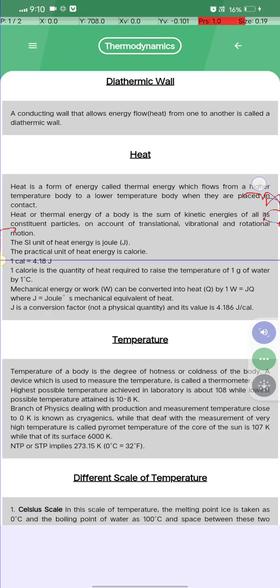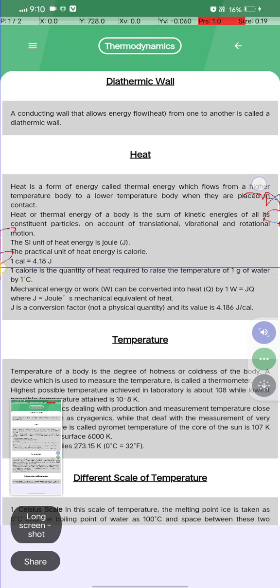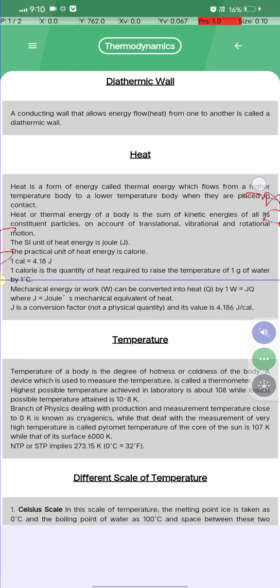तो practical unit क्या है इसका? कैलोरी है, याद रखना हीट का. ओके. उसके बाद कहा गया 1 कैलोरी इज इक्वल टू 4.18 जूल होता है. कैलोरी इज द क्वांटिटी ऑफ द हीट रिक्वायर्ड टू रेज टेम्परेचर ऑफ 1 ग्राम ऑफ वाटर बाय 1 डिग्री सेल्सियस. The mechanical energy of work W can be converted into heat Q, and W is equal to JQ, where J is the mechanical equivalent of heat. J is a conversion factor, not a physical quantity, and its value is 4.186 joule per calorie. ओके.